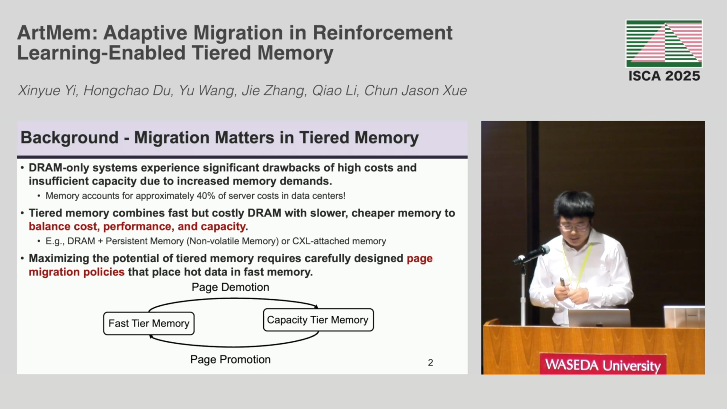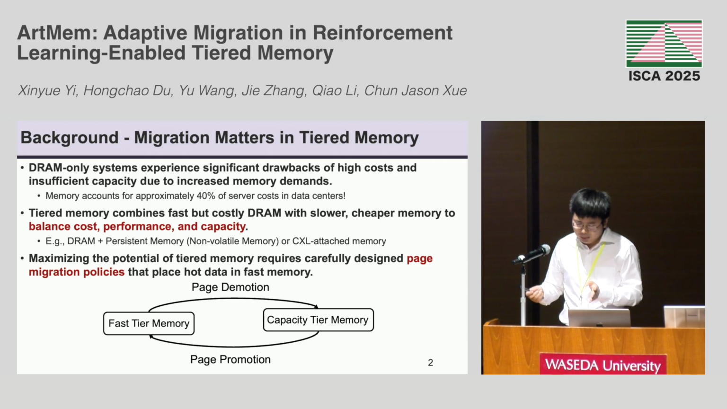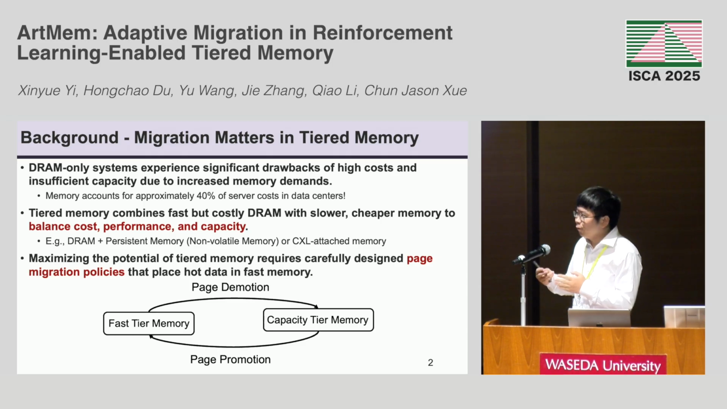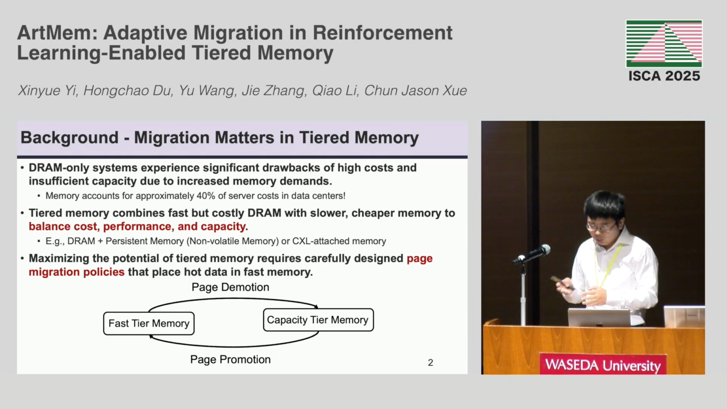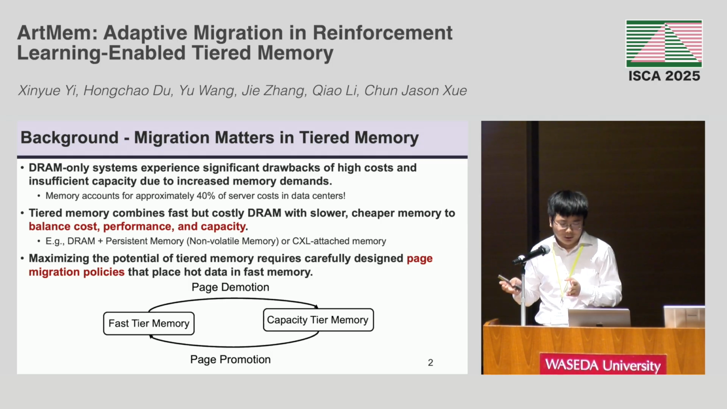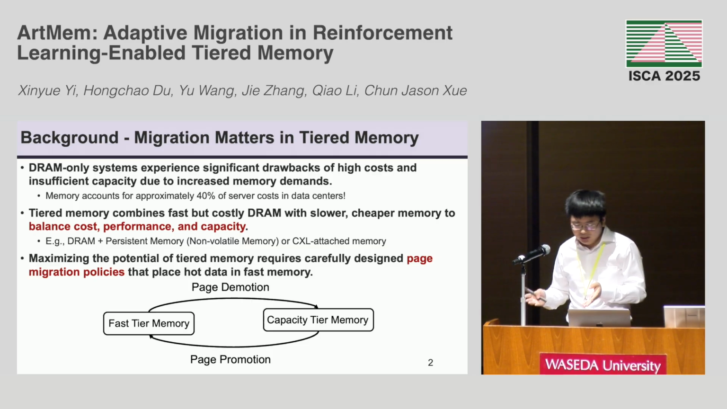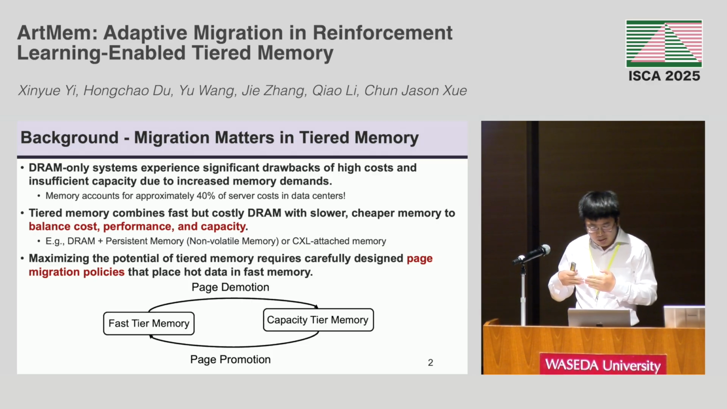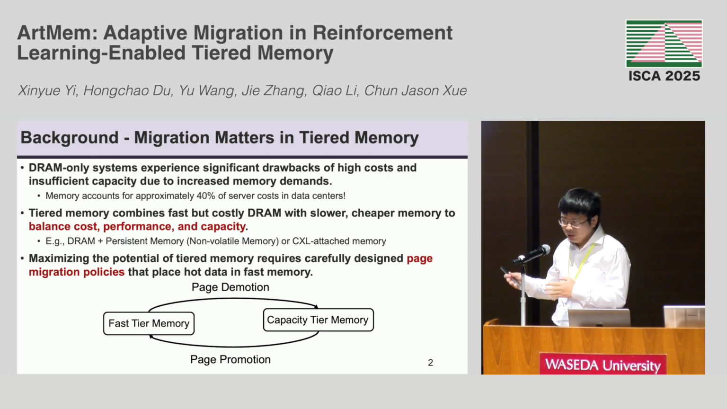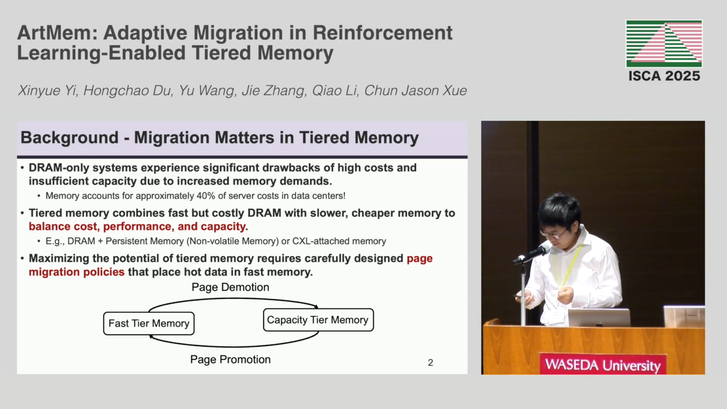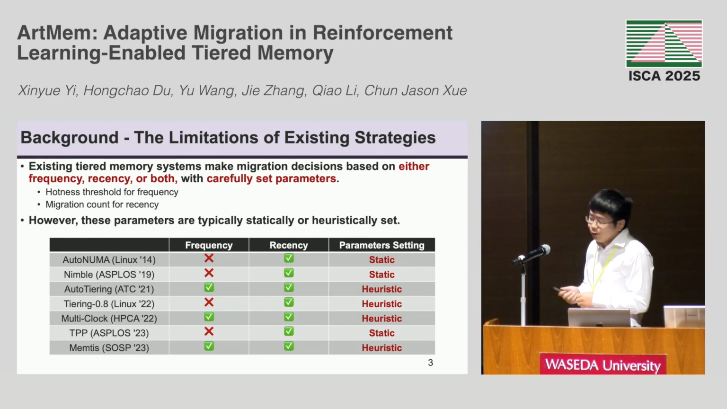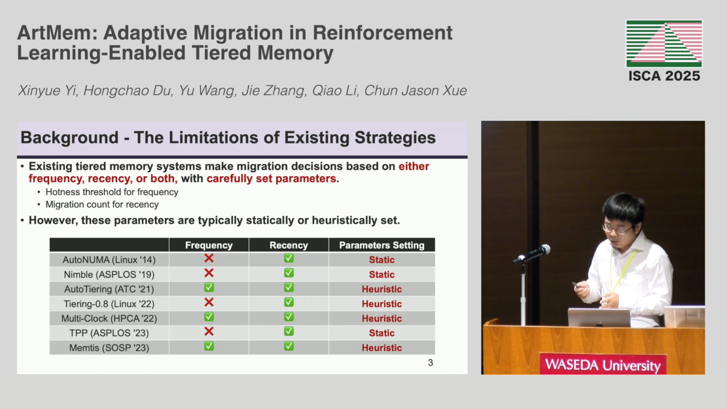The key challenge is that to maximize performance, we need to place frequently accessed hot data into the fast memory tier through careful page migration policies. Poor migration can severely impact performance, as applications might end up accessing the slower memory for critical data. Let me show you how existing systems approach this challenge.